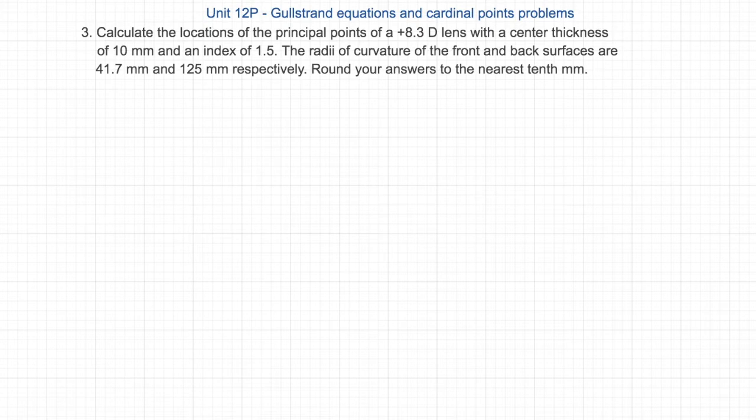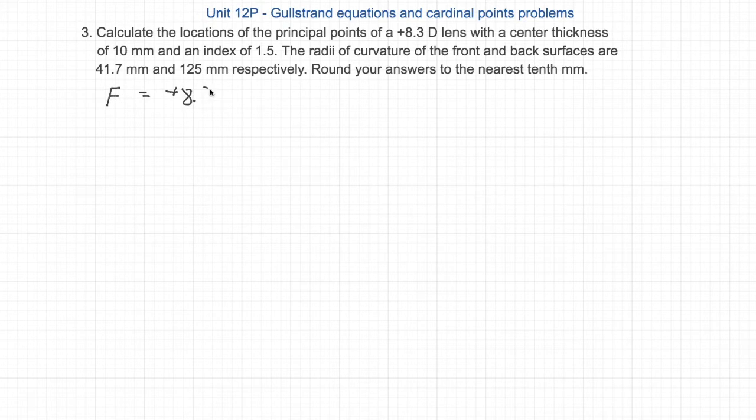Question 3, calculate the locations of the principal points of a plus 8.3 diopter lens with a center thickness of 10 millimeters and an index of 1.5. The radii of curvature of the front and back surfaces are 41.7 millimeters and 125 millimeters respectively. Round your answers to the nearest 10th millimeter. That's not the nearest 10th M&M. We're not talking about candy. We are doing optics, nearest 10th millimeter.